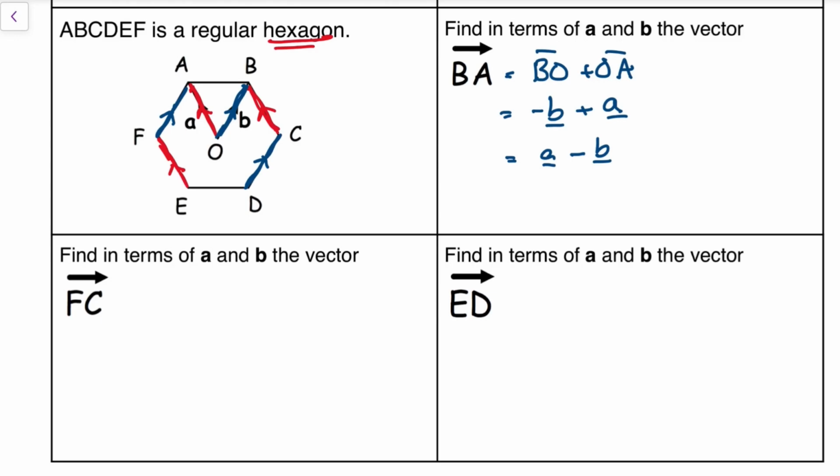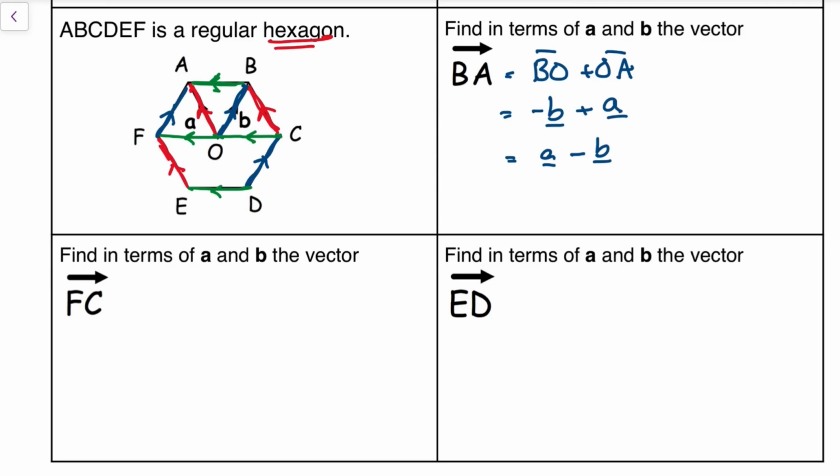Crucially, I'm going to do a different color again. I now know to get from B to A, so in this direction, that vector is a minus b, which means I know this is a minus b, and I know this is a minus b, and I know this is a minus b as well. Let's read the next one.